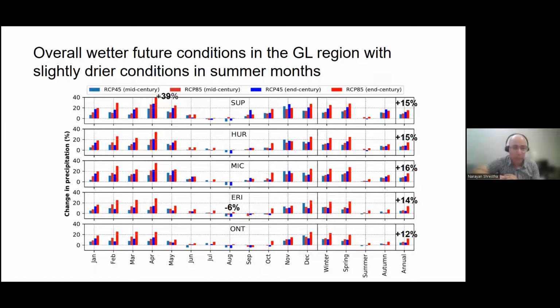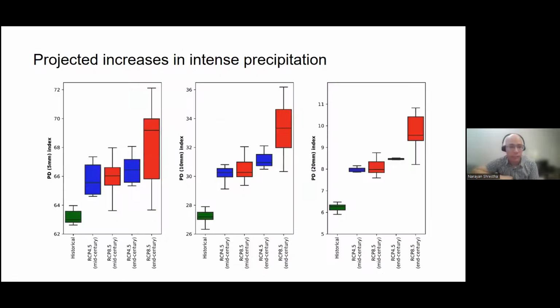For instance, in the Lake Erie subdomain, a decrease of 6% is expected in the end-of-century period of the RCP 4.5 scenario. Next slide. The overall increase that we have seen in the previous slide will be in the form of intense rainfall or intense precipitation, I would say.